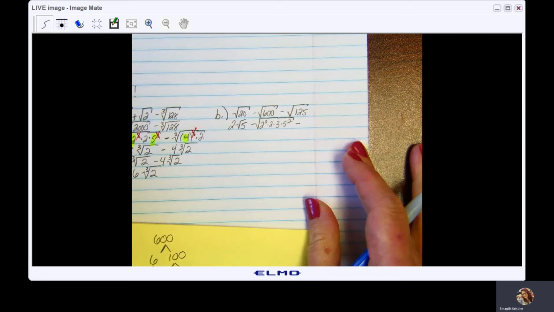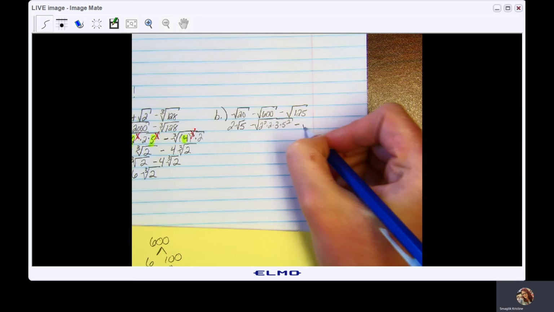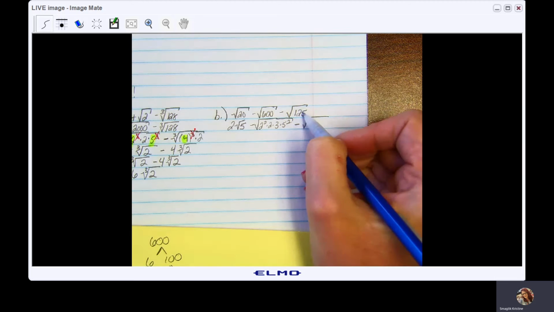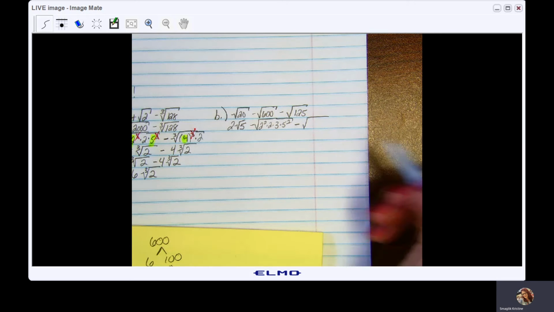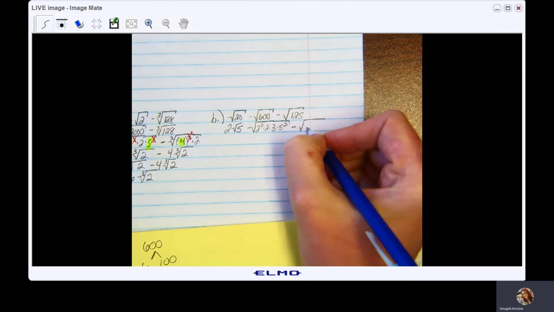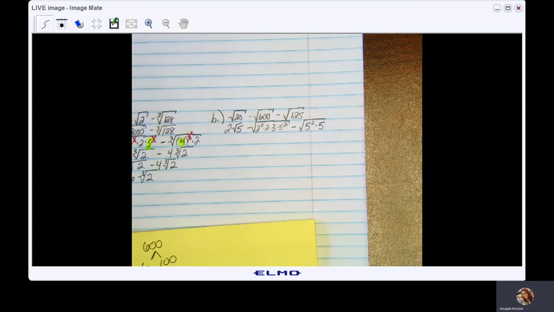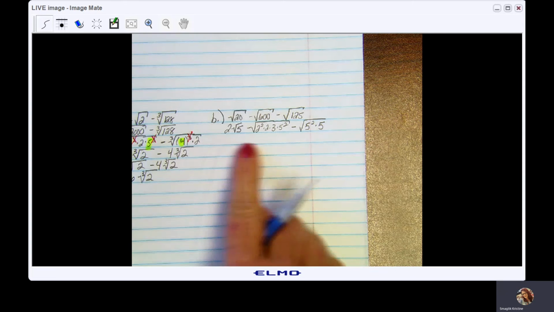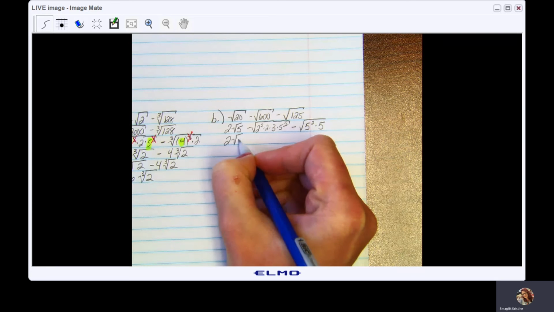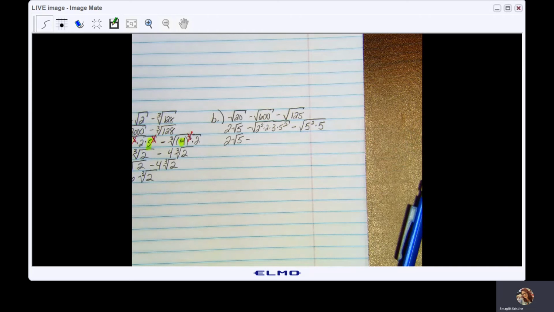Minus, now let's tackle the square root of 125. So let's break down 125. We already know that 5 to the third power is 125. We've worked with that several times. So that means this is going to be 5 squared times 5. And now let's clean this up. I can't really do anything with this 2 times the square root of 5. I have minus. Now what can come out?